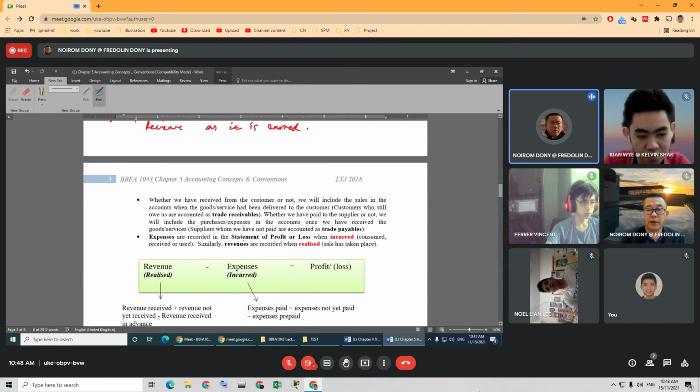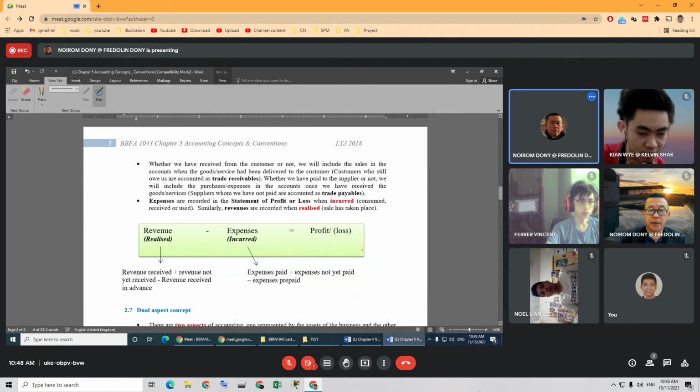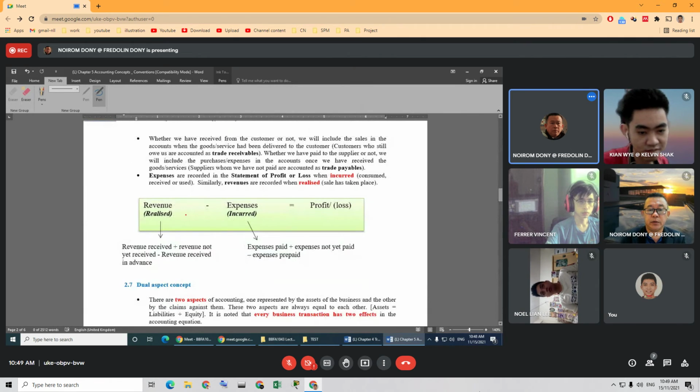So expenses are recorded in the statement of profit or loss when incurred. Similarly, revenue is recorded as we realize that a sale has taken place. Okay, so that is the accrual concept. Matching: we match the revenue as it is earned against expenses incurred in order to get the actual profit. Accrual concept is recognizing the revenue as it is earned and recognizing expenses as it is incurred.